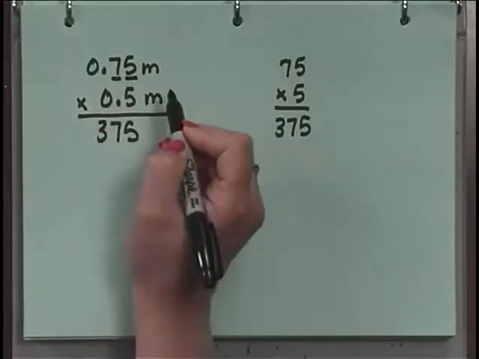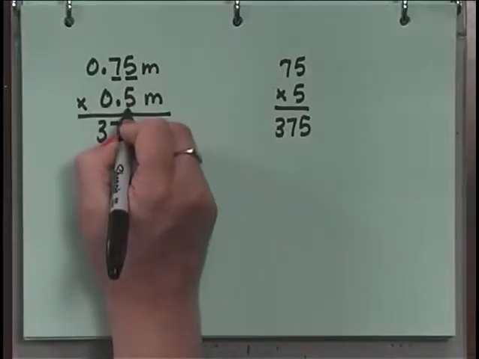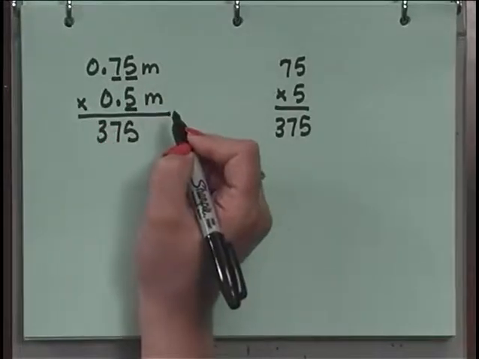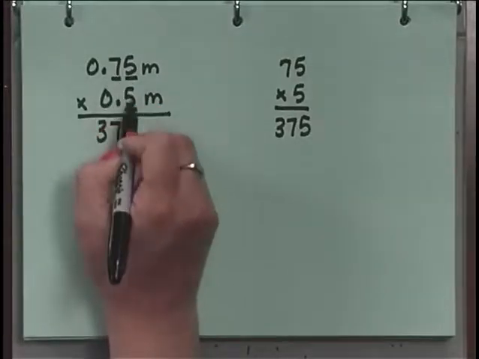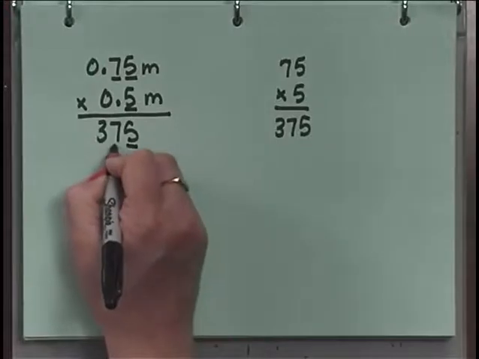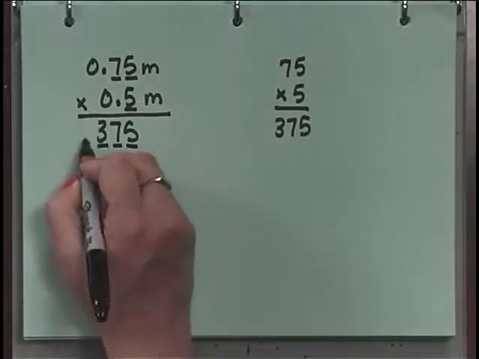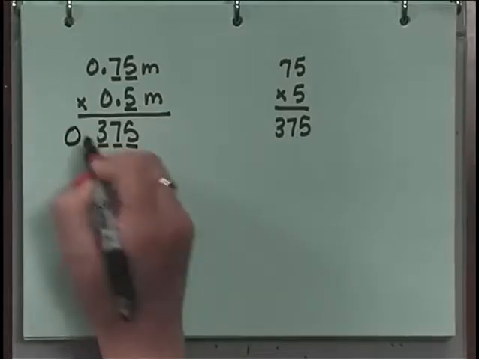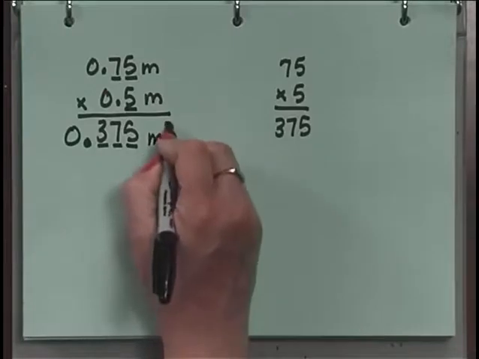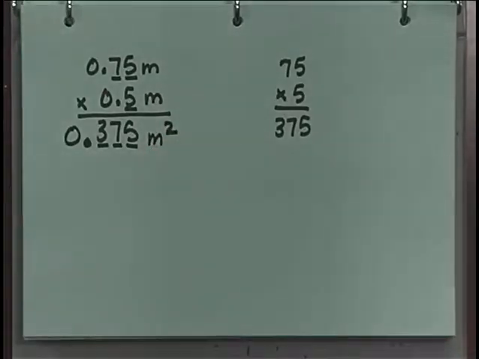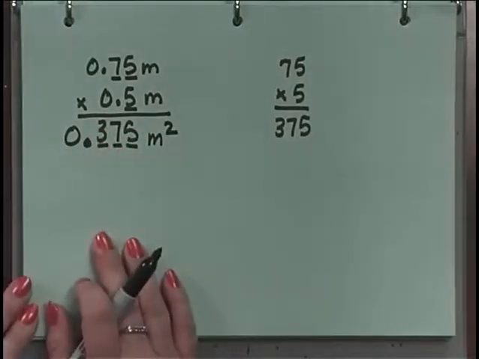There's two places to the right of the decimal point in 7/500. There's one place to the right of the decimal point in 5/10. So adding that together, I would have 3 places to the right of the decimal point in my product. So I'd count 1, 2, 3, and then I would insert my decimal. And 375 thousandths square meters would be my answer. So we can multiply decimal numbers just like so.